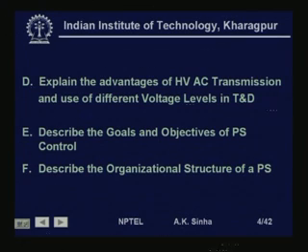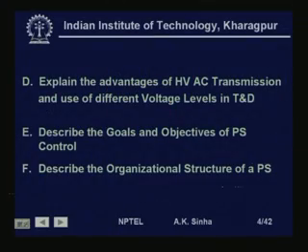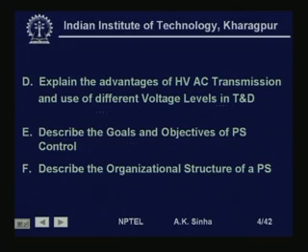You should be able to describe the goals and objectives of power system control, why we need this control, what the basic objective is, and what we want to do with it. You should also be able to describe some aspects of the organizational structure of a power system, especially with the new structures that are coming in, that is, the old system structure which we used to call vertically integrated is now giving way to the deregulated structure, where most of the components of the power system are unbundled. So, we will talk a little about that.